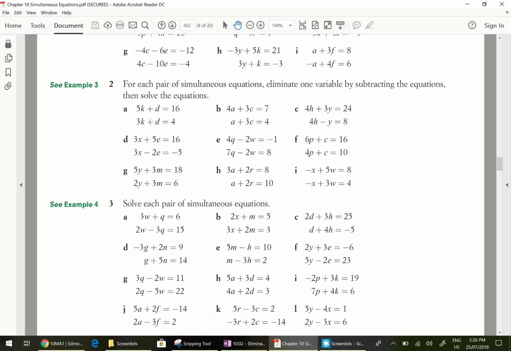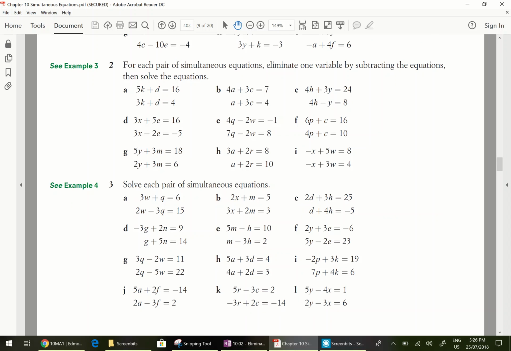For question 2, what we notice is that the variables are the same. There's not one positive and one negative, and we could subtract to remove them. But you might look at question D and say one's positive, one's negative, but the terms that are the same, which is the 3x, they are both positive, so we can subtract to eliminate those.